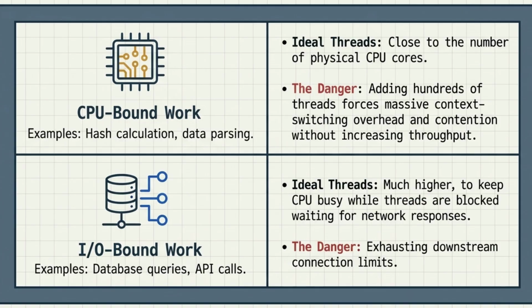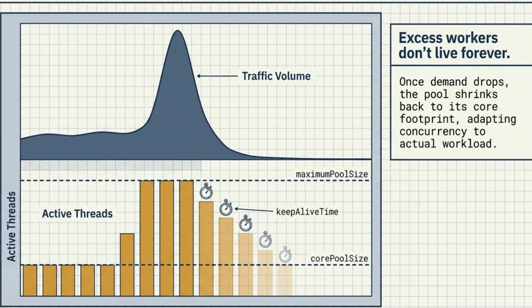Okay, so assuming we've sized it perfectly across the board, traffic spiked. We scaled up to, say, 500 workers, we handled the load, and now the dinner rush is over. Traffic drops to 0. Time to close up shop. Right. We don't want 500 idle threads permanently consuming system memory. No, we don't. And this introduces the keep alive time configuration.